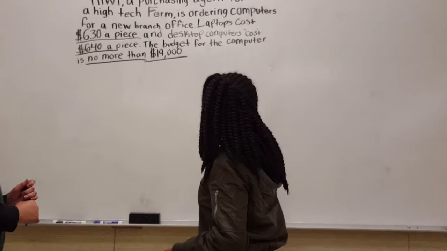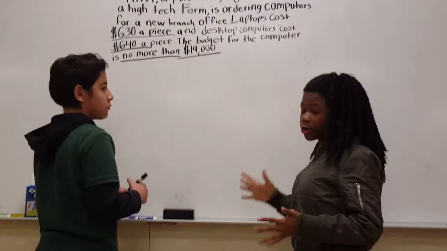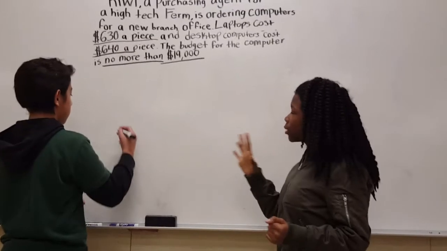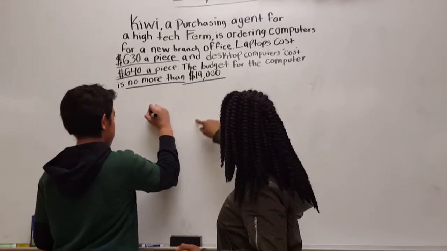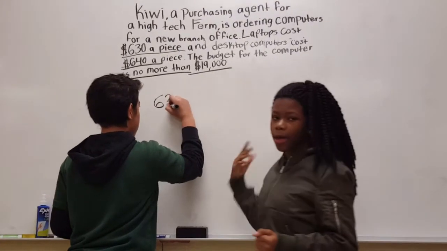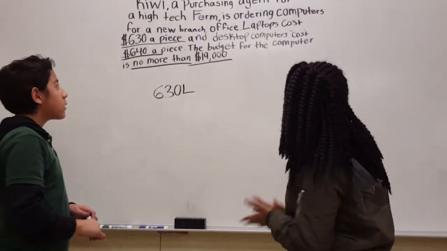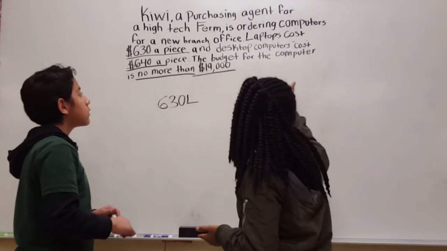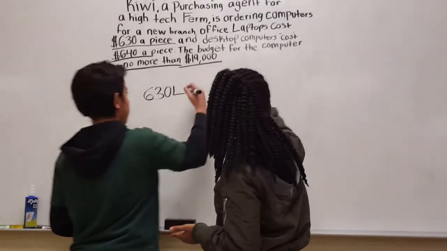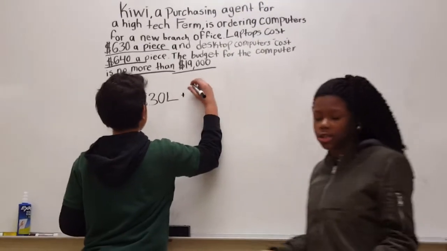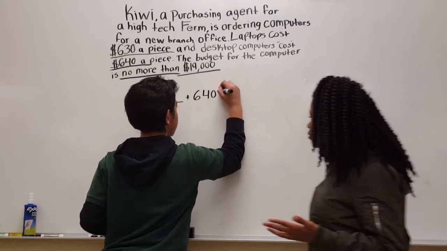So the laptops cost $630 a piece, but we don't know how many laptops Kiwi bought. So we would write this as 630L, L representing the amount of laptops he ordered, since we don't know it. And then we would add that to the amount of desktop computers, which is $640 a piece. Again, since we don't know how many desktops he ordered, we will represent the variable as it is.